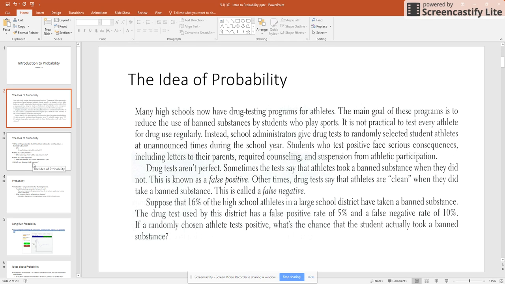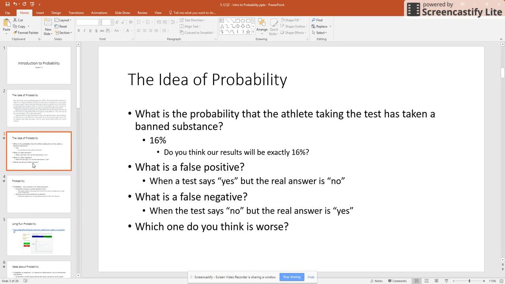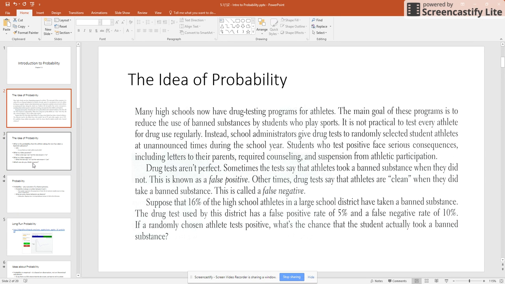Let's take a look, first of all, at what probability is. Probability really is just the fact of what's the likelihood of something happening. And so we're looking at the likelihood of this randomly chosen athlete testing positive, and the chance then that they actually took a banned substance. In this case, we've got the probability that the athlete taking the test has taken a banned substance. Well, that's 16%. That was given to us here in the problem.